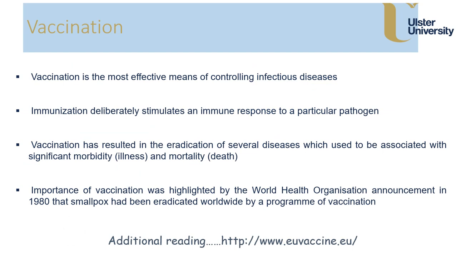So we briefly mentioned vaccines on the last slide, so I wanted to provide you with a little bit more information on them. Vaccination is the most effective way of controlling infectious diseases. Vaccines contain immune cell mitogens, and these are compounds that deliberately stimulate an immune response to the particular pathogen. Vaccination programs have been largely successful and have resulted in the eradication of some diseases, including of course smallpox.